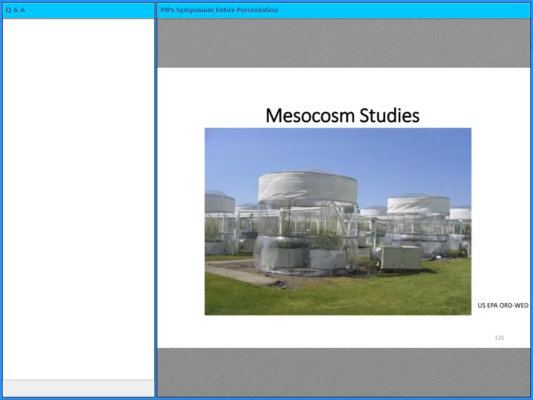But this is a picture from the EPA lab, the Western Ecology Division lab at Corvallis, Oregon. And these types of experiments certainly are sometimes necessary. You can't do everything in a greenhouse or a laboratory, certainly.